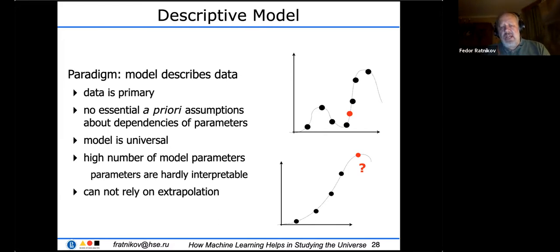But the price for that is the huge number of model parameters, which are very hardly interpretable. And we should always remember that such descriptive machine learning models may not be reliably extrapolated to a new domain.